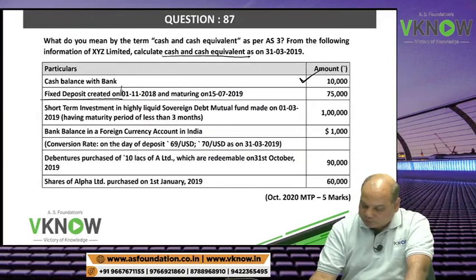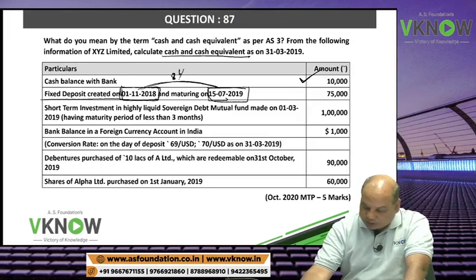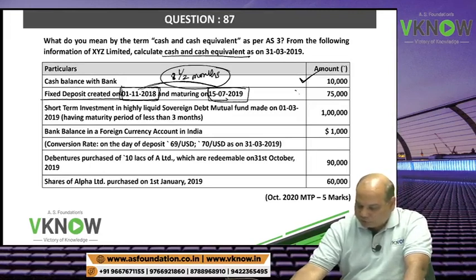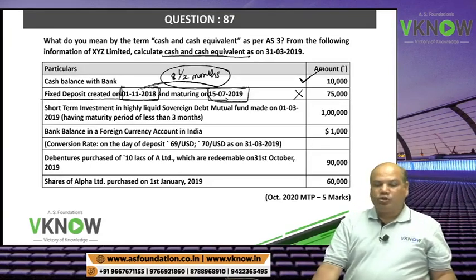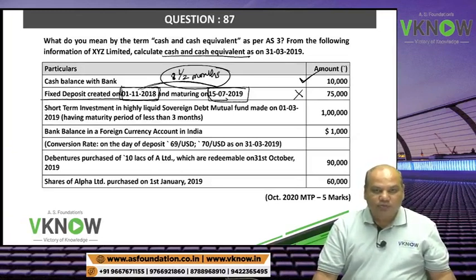Fixed deposit, it was created on 1st November 18 and it will mature on 15 July 19. So calculate the number of months: November, December, January, February, March, April, May, June and 15 July. So it is 8.5 months. It is not cash equivalent, because in case of cash equivalent it should be less than or equal to 3 months from the date of maturity.